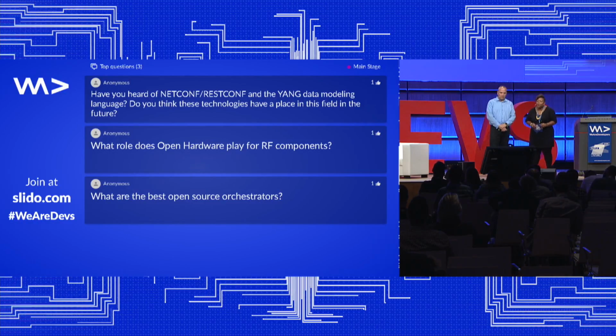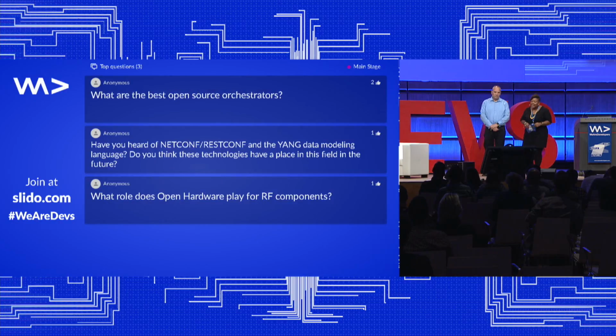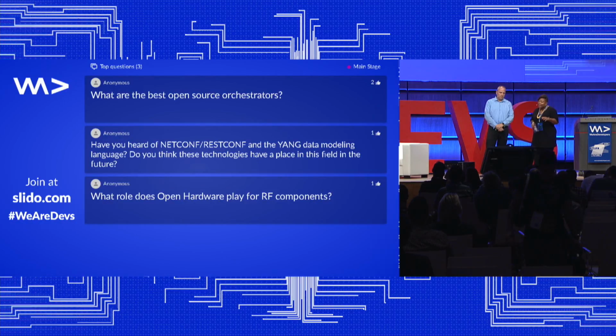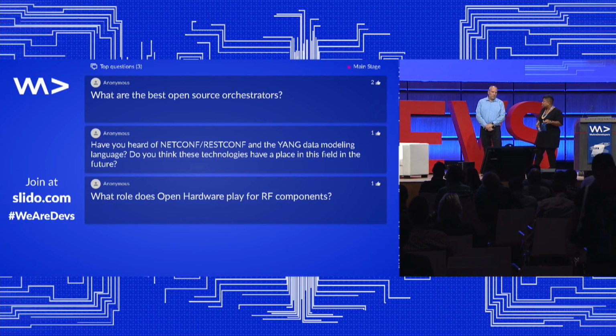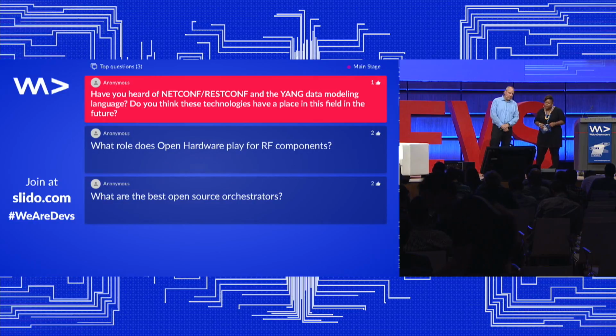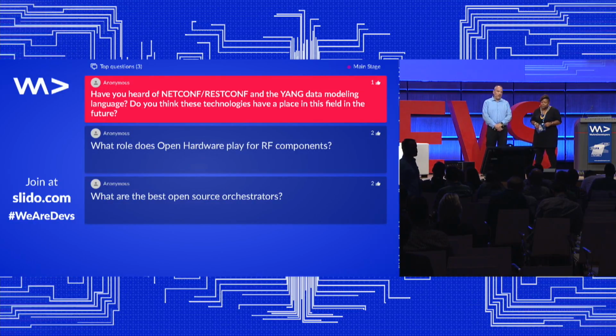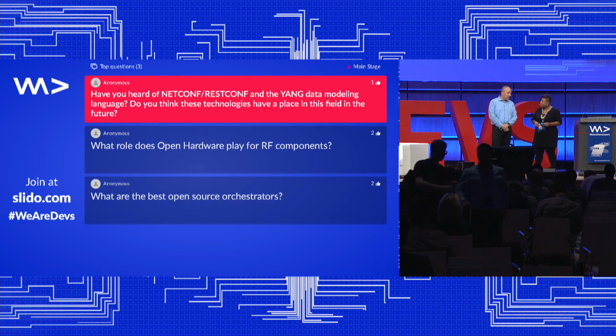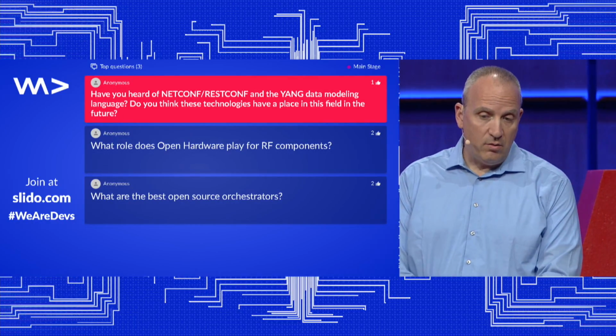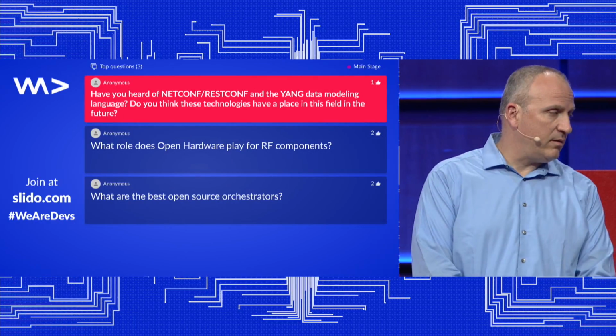Have you heard of RESTCONF and the YANG data modeling language, and do you think that these technologies have a place in this field in the future? So the answer is clearly yes, and I think they are used. YANG models are part of the models that will be used. It has a substantial part in ONAP, so the answer is clearly yes.